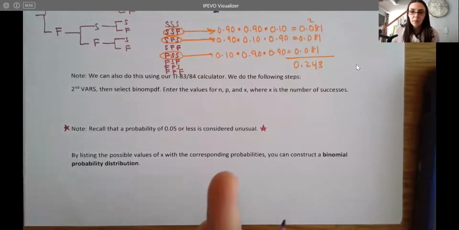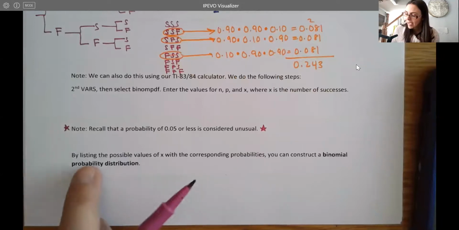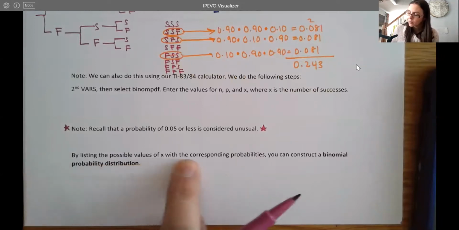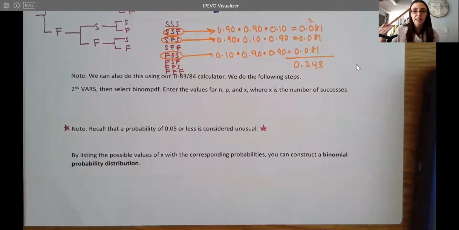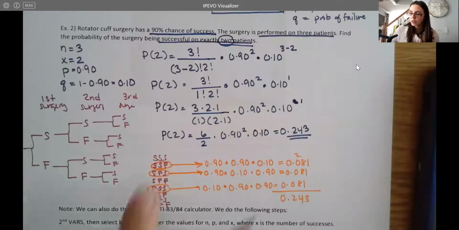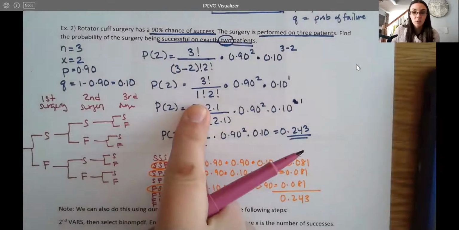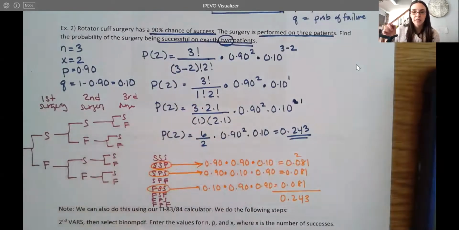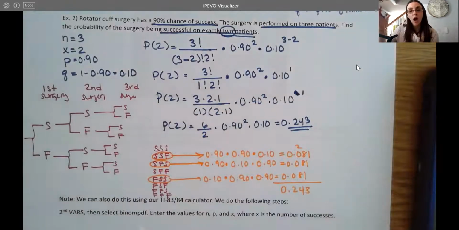And then finally, and we'll get to this in a minute, by listing all possible values of x with their corresponding probabilities, we can do the full binomial probability distribution. So what we have here is just one of the outcomes, x equals 2, but there's actually 4 outcomes, x equals 0, 1, 2, or 3. So when we find the probabilities for all of them and make a nice table, now we have our distribution.